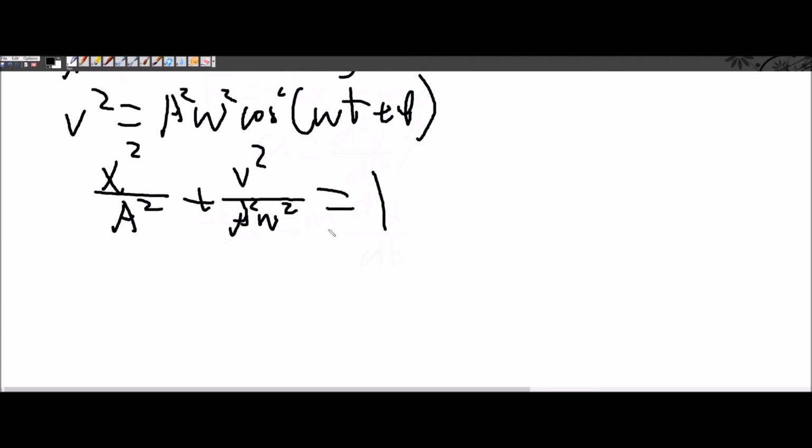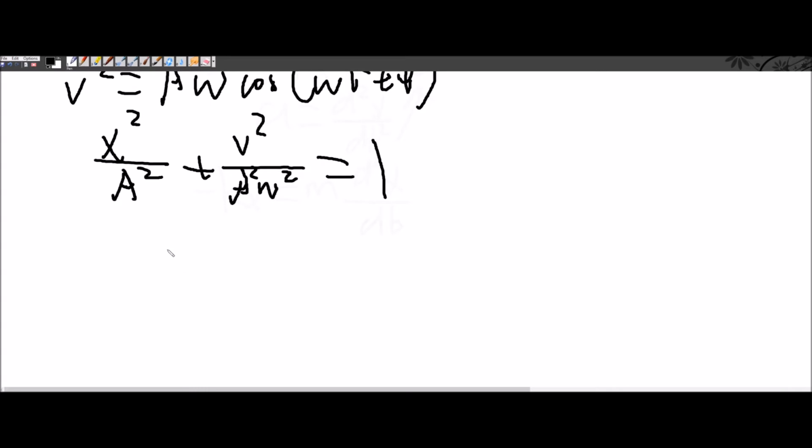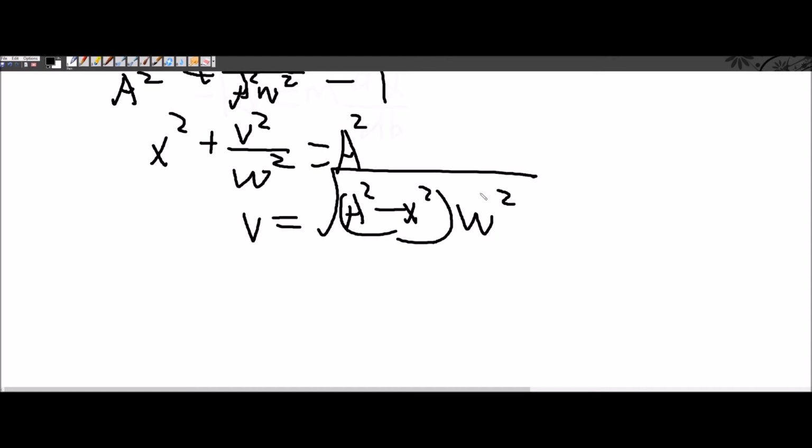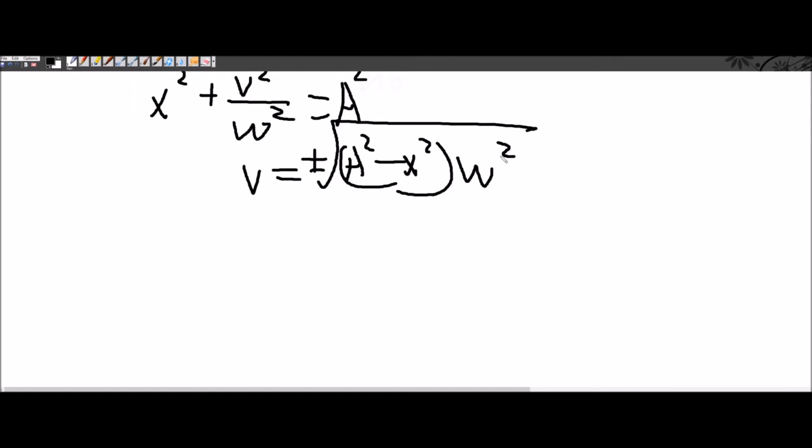So now we can isolate for v. First multiply both sides by amplitude squared, which is A squared, so we get x squared plus v squared over omega squared equal to A squared. Now we just subtract x squared from both sides, multiply by omega squared, and then take the square root. So we get v is just equal to first A squared minus x squared. Now multiply by omega squared, then take the square root. Don't forget the plus and minus. Now we can just take the omega out. So we get velocity is just equal to plus or minus omega times the square root of A squared minus x squared.